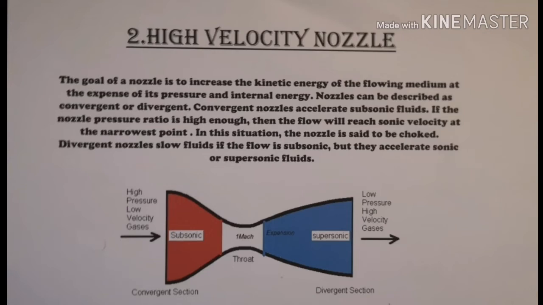Secondly, the high-velocity nozzle. The goal of a nozzle is to increase the kinetic energy of the flowing medium at the expense of its pressure and internal energy. Nozzles can be described as convergent or divergent. Convergent nozzles accelerate subsonic fluids. If the nozzle pressure ratio is high enough, then the flow will reach sonic velocity at the narrowest point. In this situation, the nozzle is said to be choked. Divergent nozzles slow fluids if the flow is subsonic, but they accelerate sonic or supersonic fluids.